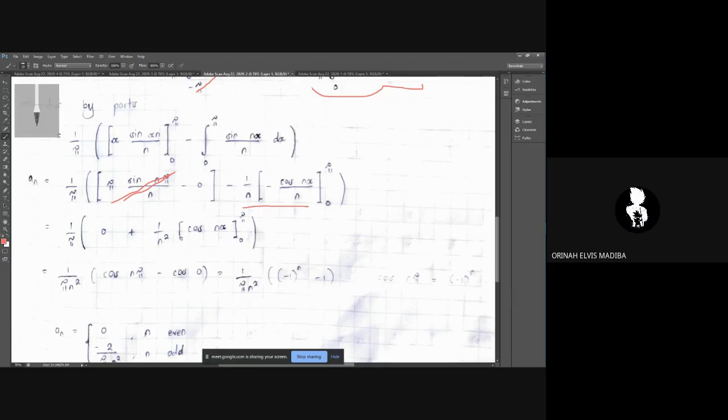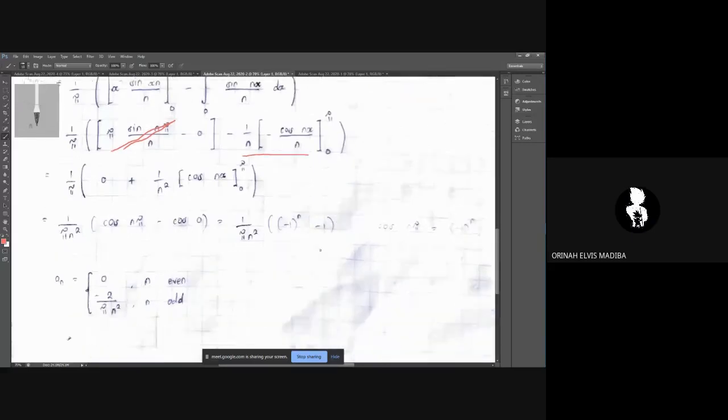So we'll have 1 over n squared cos nx from 0 to pi, which we calculate to get 1 over pi n squared times cos n pi minus cos 0. The cos 0 goes to 1, and there's a trigonometric formula that says cos n pi equals negative 1 to the n. When we replace cos n pi in the equation, you get 1 over pi n squared into brackets negative 1 to the n minus 1. So this is what we get at the end.